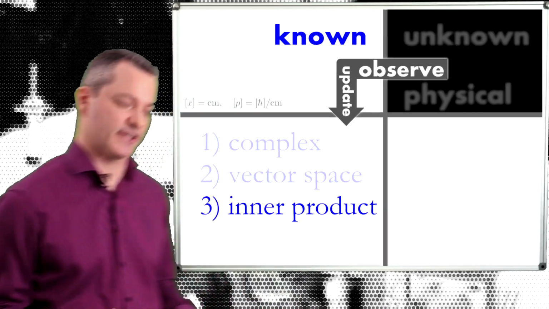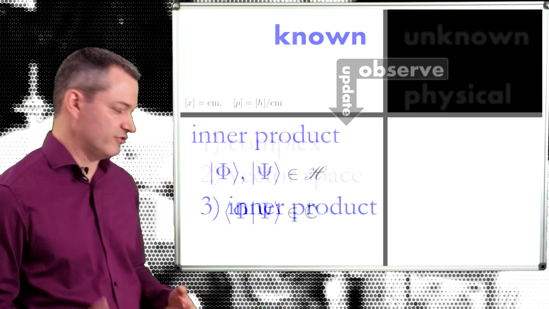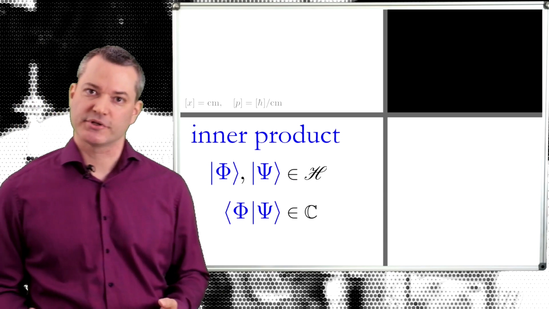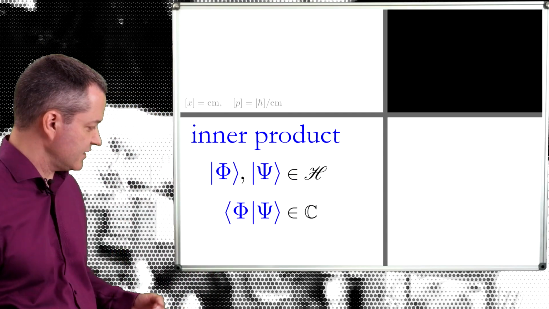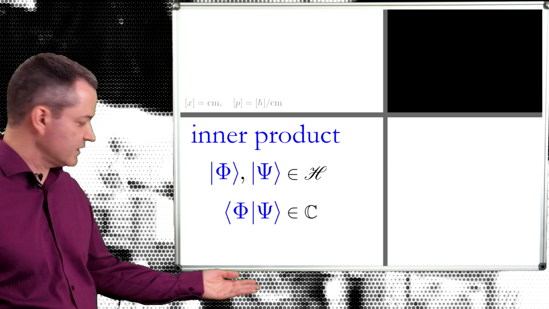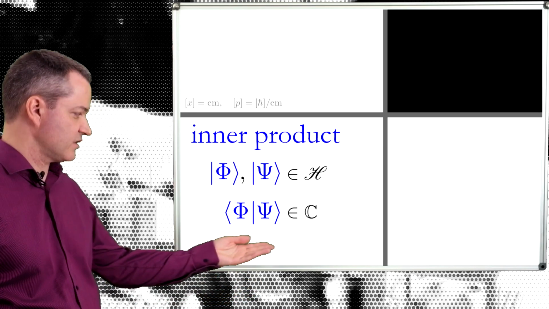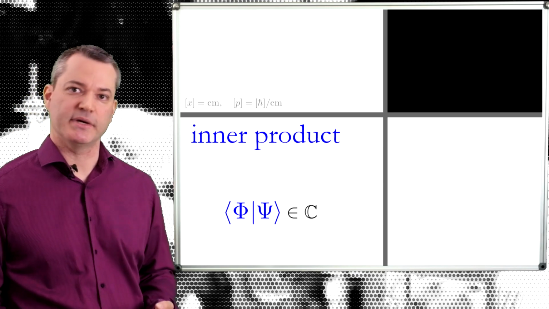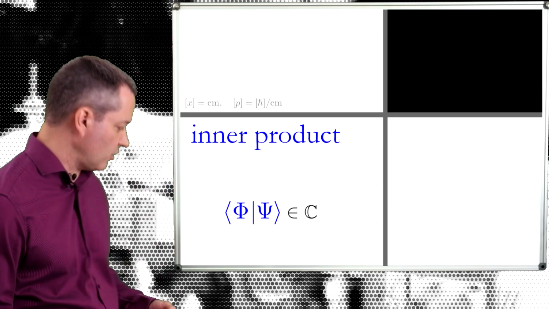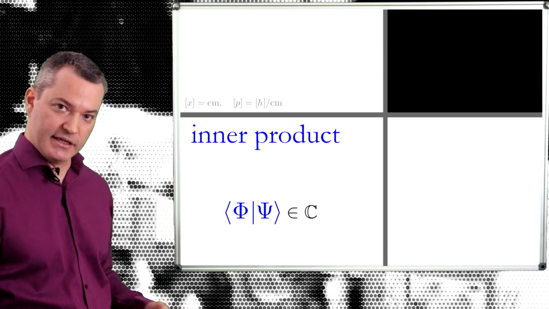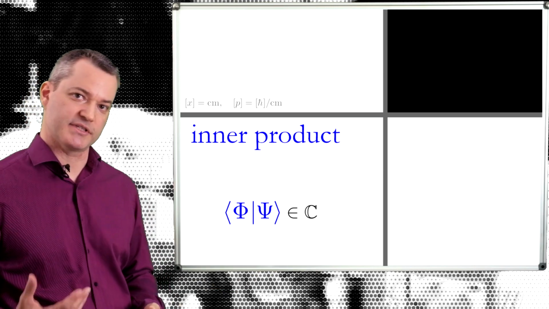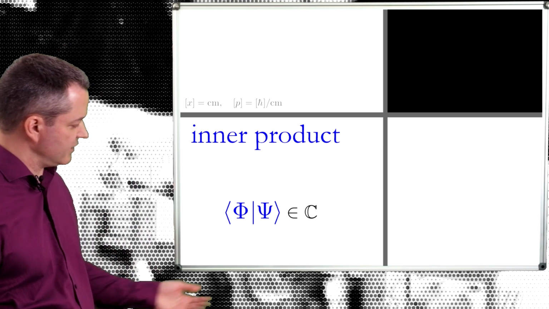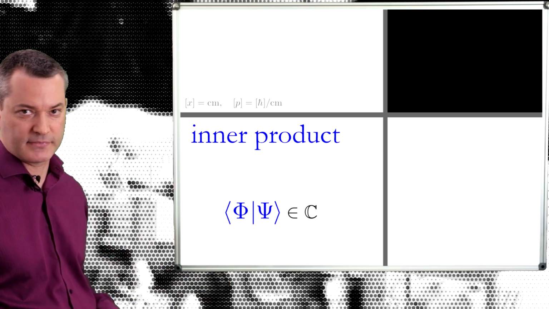Third, the inner product. Any two vectors, phi and psi in H, have an inner product with each other, which is a complex number written as the bracket of phi with psi. The inner product is a basis-independent number. It depends only on the two vectors and not on the basis we use to represent them. But a smart choice of basis can make it easier to calculate this number.